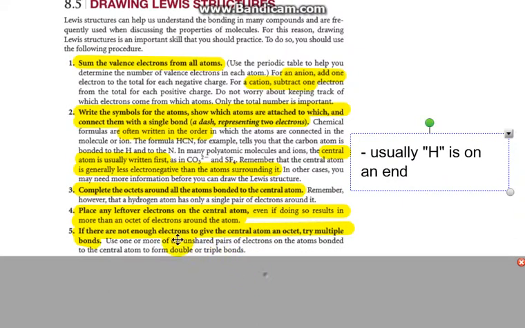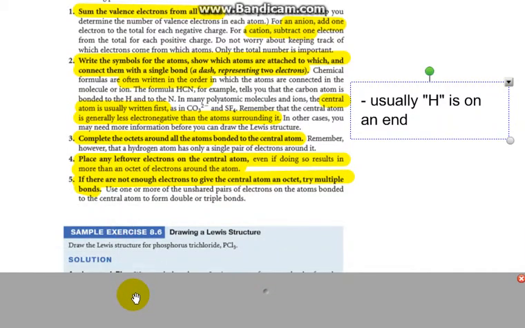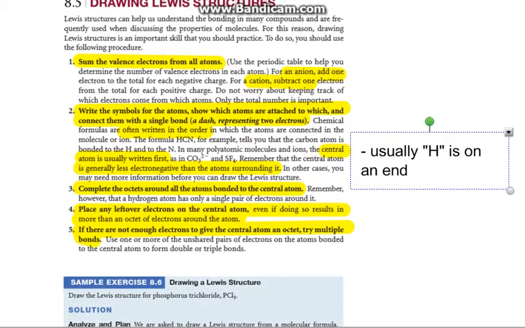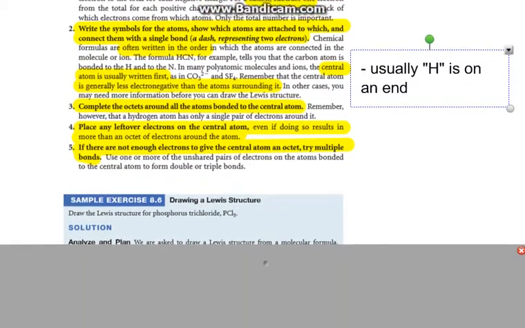Number 5, if there are not enough electrons on the central atom to make an octet, try multiple bonds. Use one or more of the unshared pairs of electrons on the atoms bonded to the central atom to form double or possibly triple bonds. So if it isn't one of those exceptions, take a look. Do you need to have a double bond? Share 2 to get 2, or share 3 to get 3. So that's the rundown of the method for making Lewis structures, something that we didn't know previously, but now we do. So hopefully we can make that work with these examples.